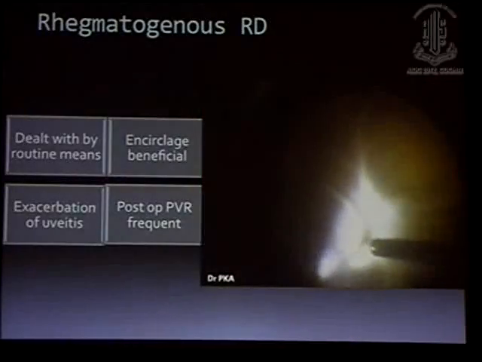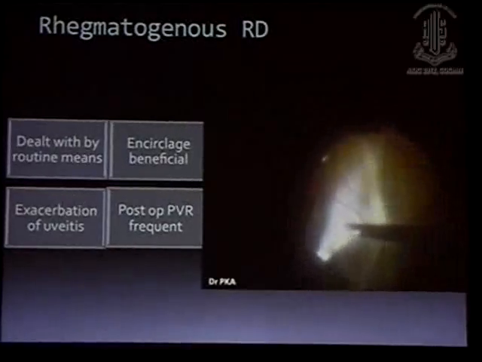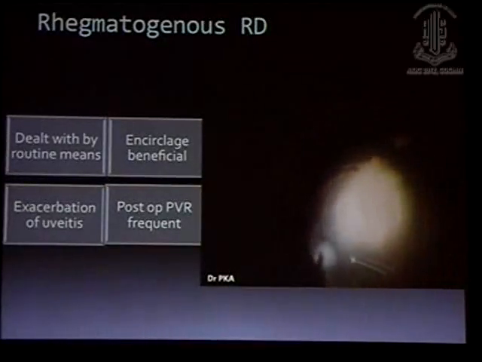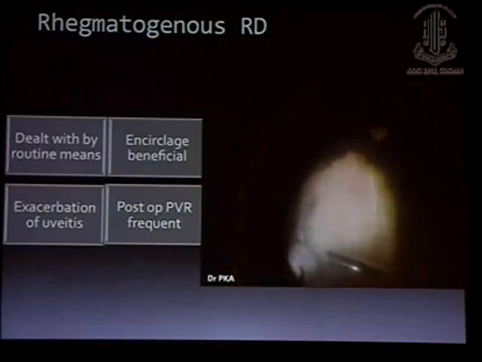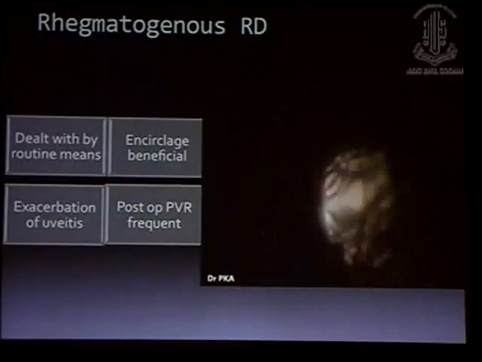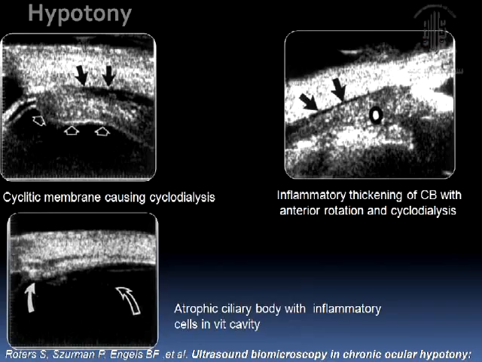Rhegmatogenous retinal detachment in uveitis can be dealt with by routine means. However, a few things which you need to remember: encirclage can be beneficial in these cases, and post-op PVR and exacerbation of uveitis needs to be taken care of by steroid cover. Most of the times, exudative retinal detachment responds to immunosuppressive therapy. If not, pars plana vitrectomy with retinotomy to drain the SRF can be done.